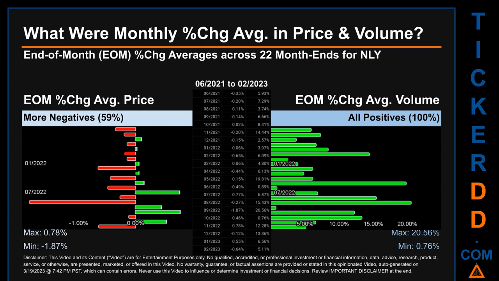From 06/2021 to 02/2023, out of 22 month ends, 13 had a negative percentage change in average price. Meaning 59% of month ends saw a negative percentage change in average price. In terms of volume, 22 out of 22 month ends had a positive percentage change. That is 100% of month ends saw a positive percentage change in average volume. Price saw an end-of-month max of 0.78% in average percentage change along with a minimum of minus 1.87%. For volume, the maximum and the minimum monthly percentage change were respectively 20.56% and 0.76%.